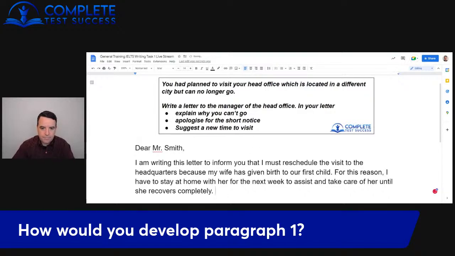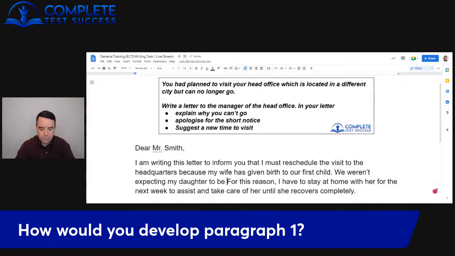So I think the thing here is like we normally have a date. So just looking at this paragraph, we normally have a date where we would expect the lady to give birth. Roughly, it's never exact, but roughly at the date. So maybe we weren't expecting my daughter to be born so soon, and for this reason.